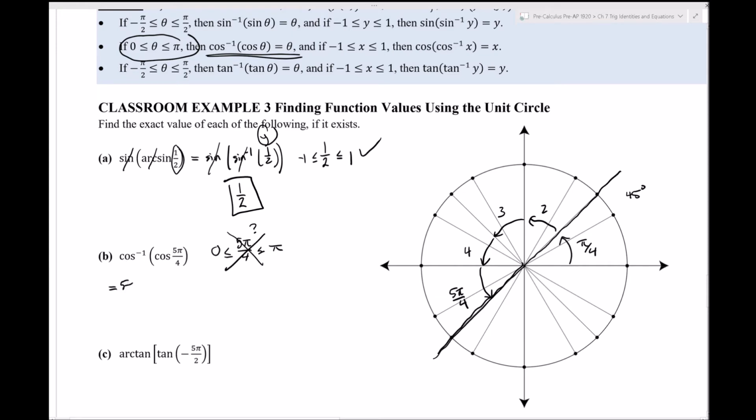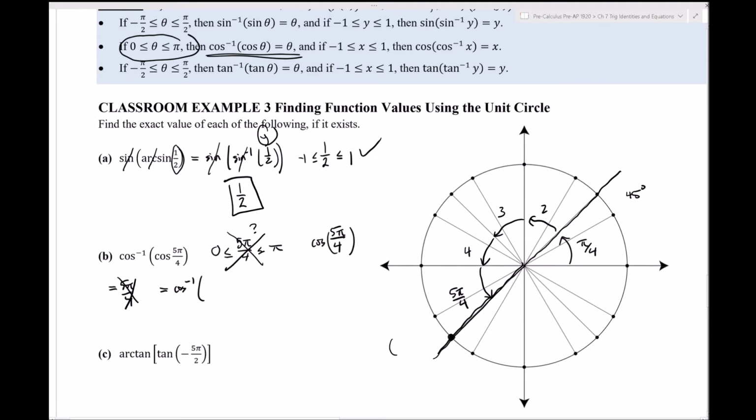We were kind of hoping that was going to be the case, but that's not the case. So no. Then I have to be careful. Then I'm going to use the circle to figure this out piece by piece. Cosine inverse of, then I've got to figure out, well, what's cosine of 5 pi over 4? So then we do this step by step. What is cosine of 5 pi over 4?